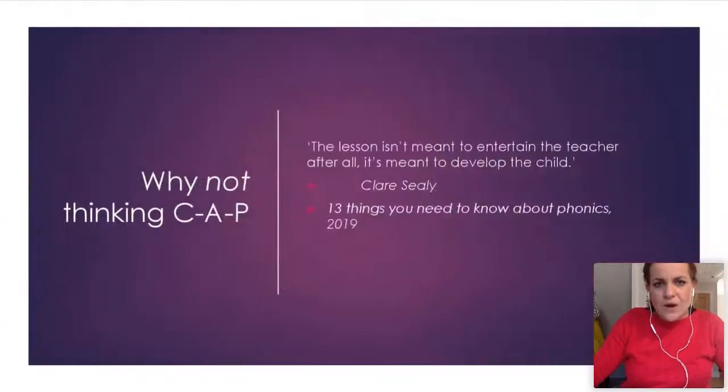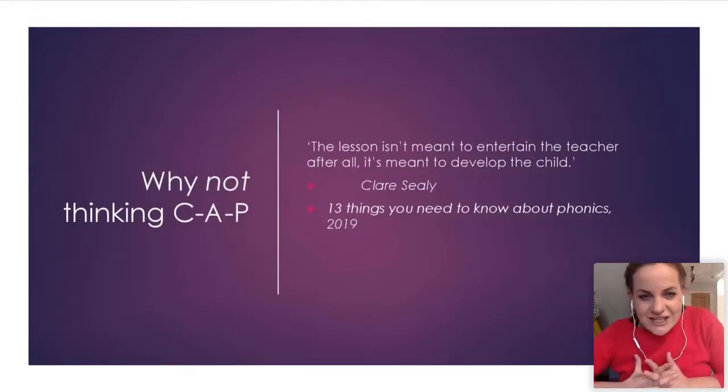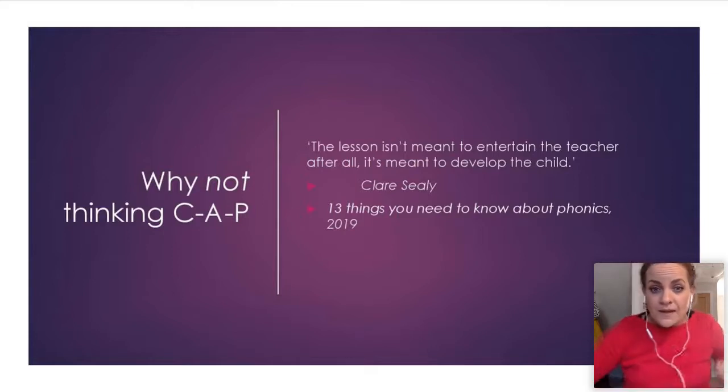So, why not thinking cap? I had this debate recently actually with a practitioner, and she said, but it's really boring. So I asked a simple question, well, who is it actually boring for? Now, if you get a chance, I really recommend that you look at this article. It's called The 13 Things You Need to Know About Phonics by Claire Seeley. And she says it quite clear here. The lesson isn't meant to entertain the teacher after all. It is meant to develop the child.